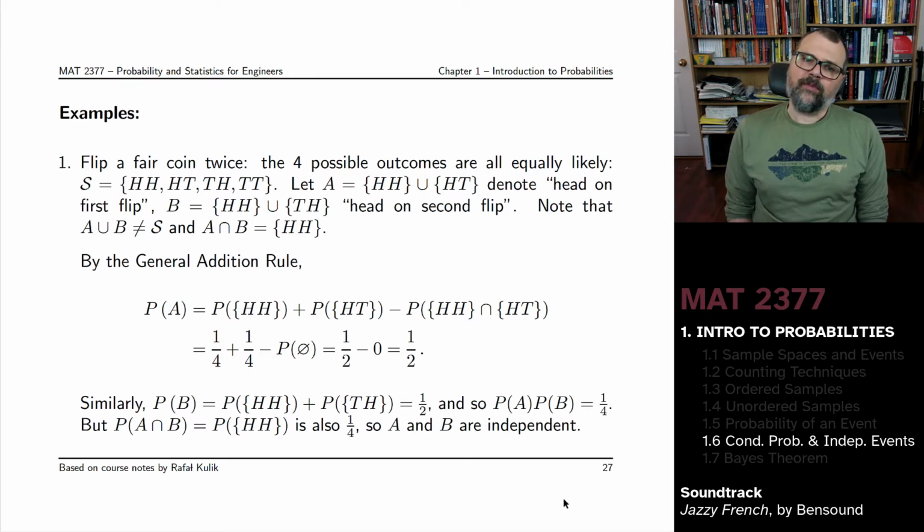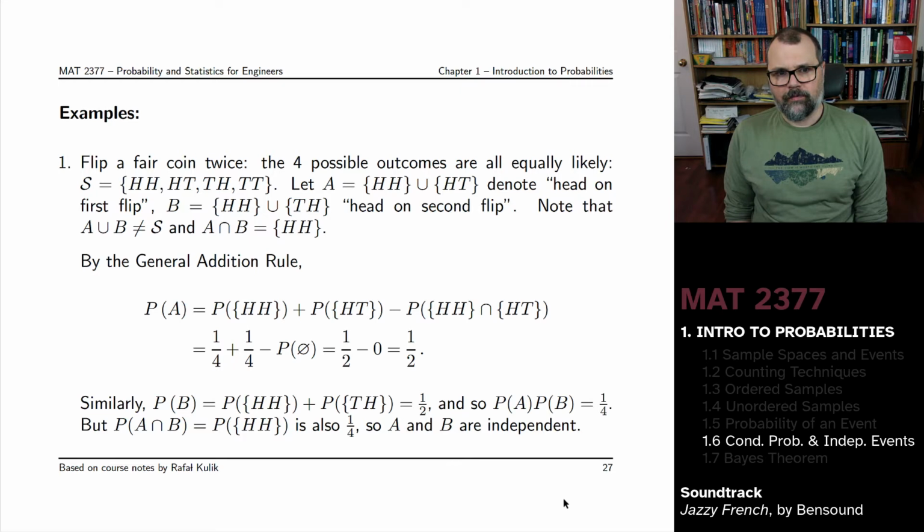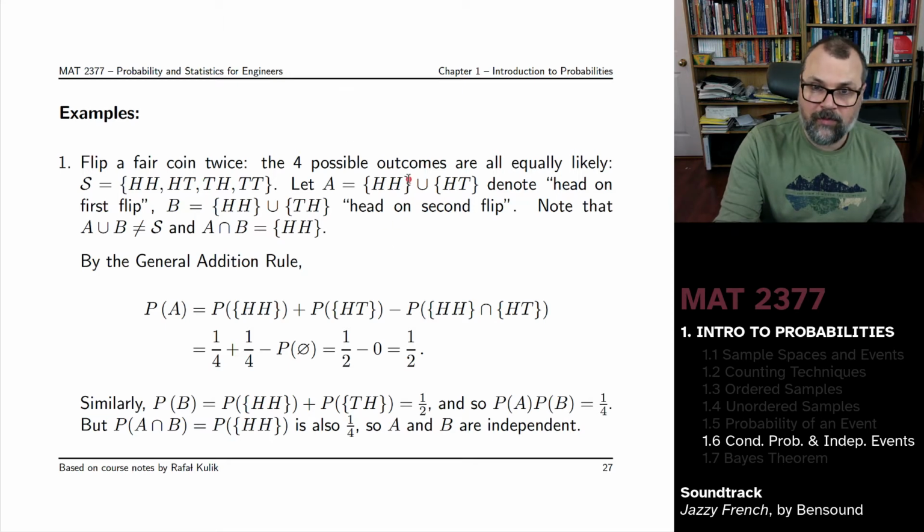And we'll look at event B. You get a head on the second flip. Head head or tail head. Now, as it happens, these events are not mutually exclusive. It is possible to get a head on the first flip and a head on the second flip. In fact, we're seeing one of the 4 outcomes here that belongs to both events.